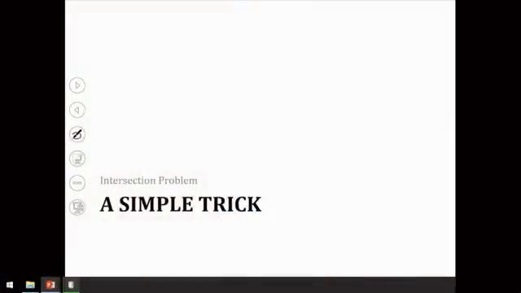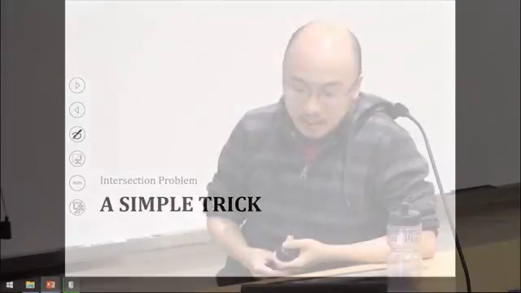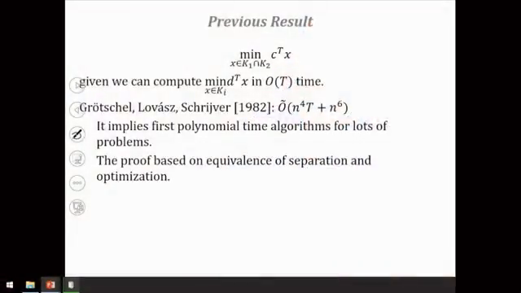Yeah, and now we can go on to the intersection problem, which is much easier, so it doesn't take a long time. Just to remind you what the intersection problem is, we want to optimize a linear vector on an intersection. And a famous result by GLS shows this problem can be solved in polynomial time. And this is the first polynomial time algorithm for many problems. Their proof is based on the equivalence between separation and optimization. And our proof, I think, is easier.